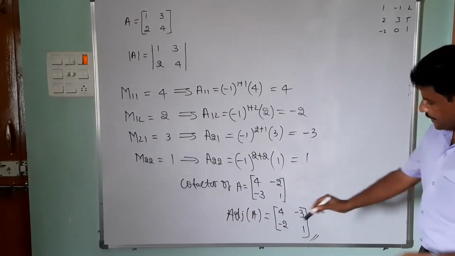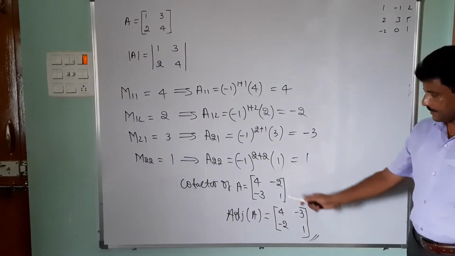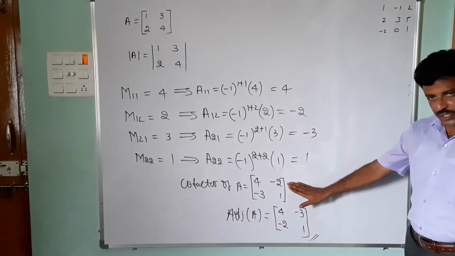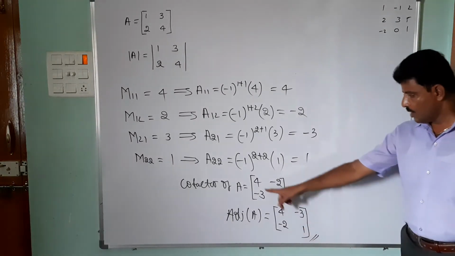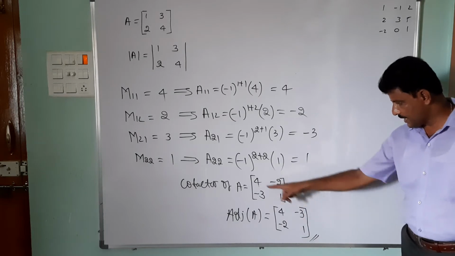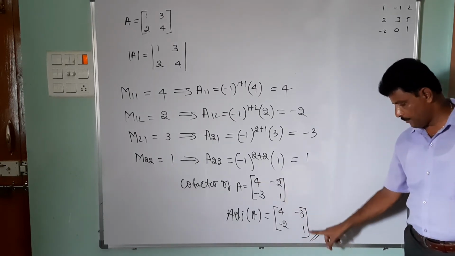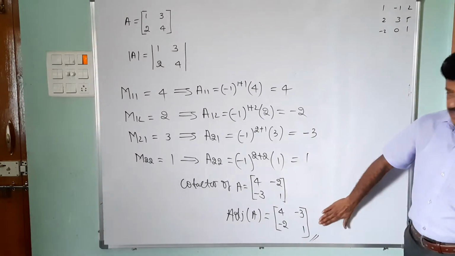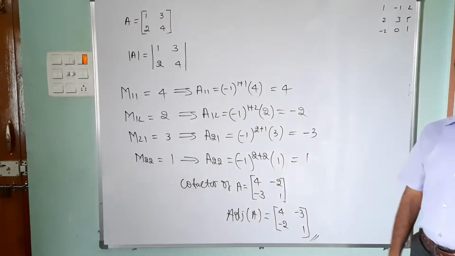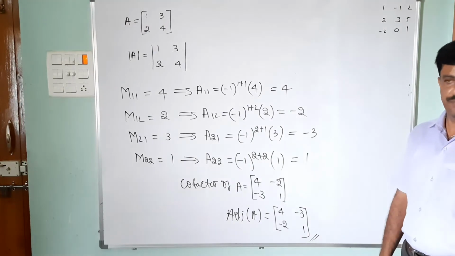Okay, this is how you should find it. The adjoint of a matrix means whatever the cofactors result is, you interchange it and write it down. The row 4 minus 2 becomes a column, and the row minus 3 1 becomes a column. This is the adjoint of the matrix. Okay, did you understand? You write down.